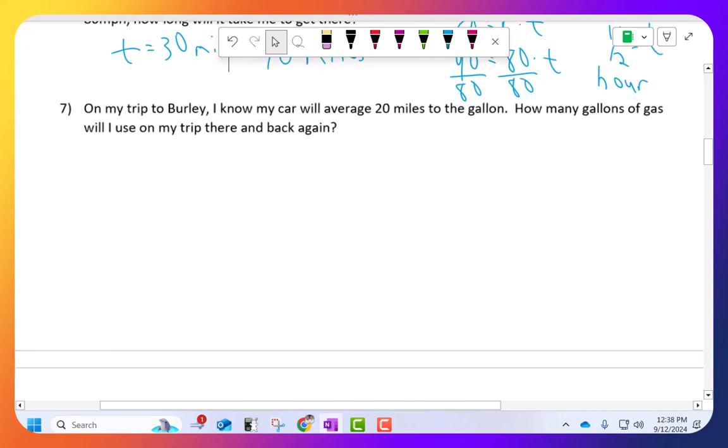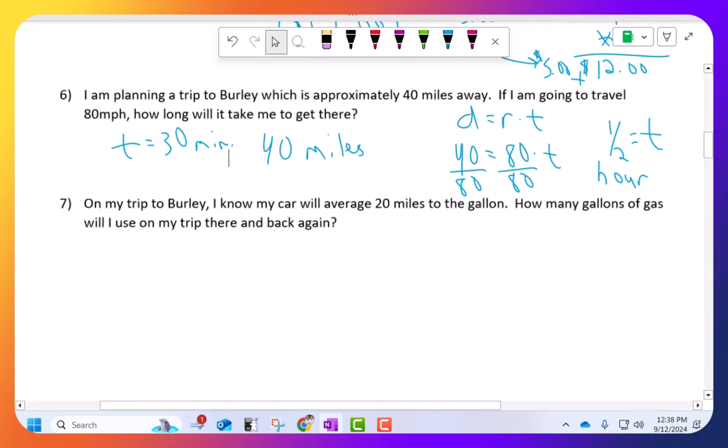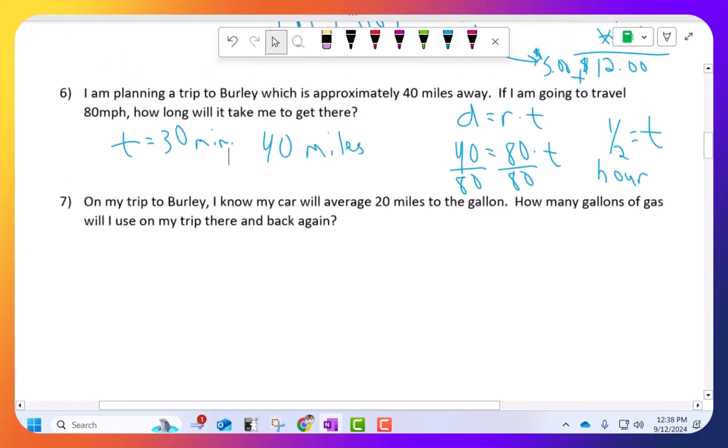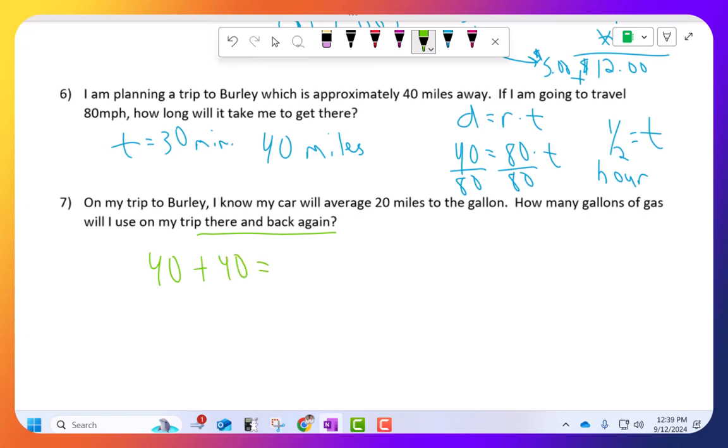Okay, now on this next one, it says on my trip to Burley, I know my car will average 20 miles to the gallon. How many gallons of gas will I use on my trip there and back again? So remember, I'm traveling to Burley, which is 40 miles. 40 miles to Burley, and notice I'm going there and back again. So 40 miles there plus 40 miles back again. That's a total of 80 miles that I will have traveled to get to Burley and back again. So I'm averaging 20 miles to the gallon.